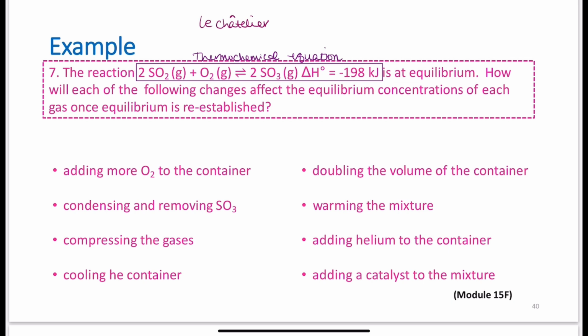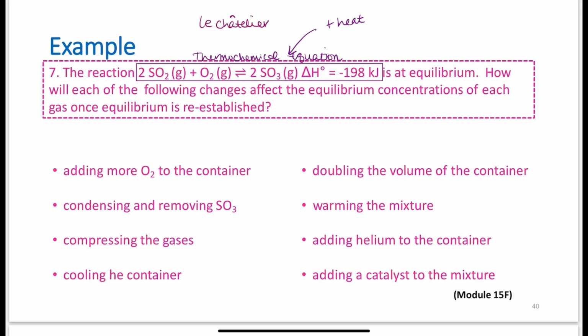Okay. So how much will each of the following changes affect the equilibrium concentrations of each gas once the equilibrium is reestablished? My delta H is negative, so my heat is definitely on the product side. So plus heat over here.